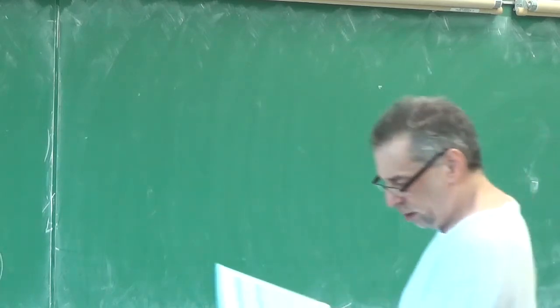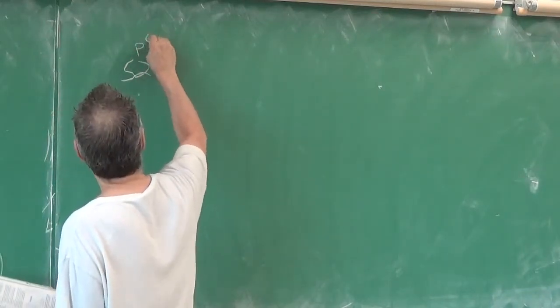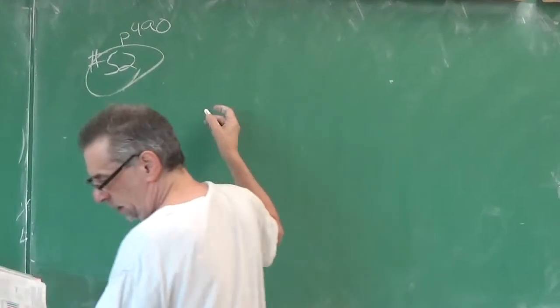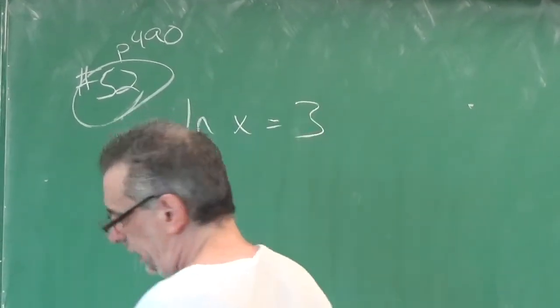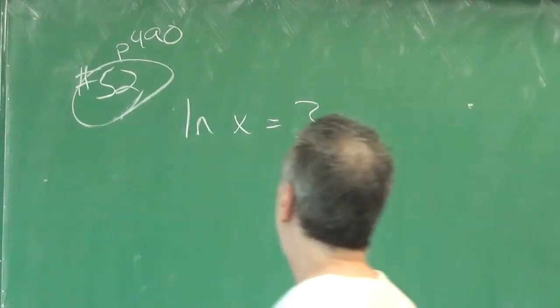So one I was just going to do earlier. All right, so this is number 52, page 490. And we have a logarithmic equation. And again, we'll start with a pretty easy one. Natural log of x equals 3. Okay, and we want to solve for x.